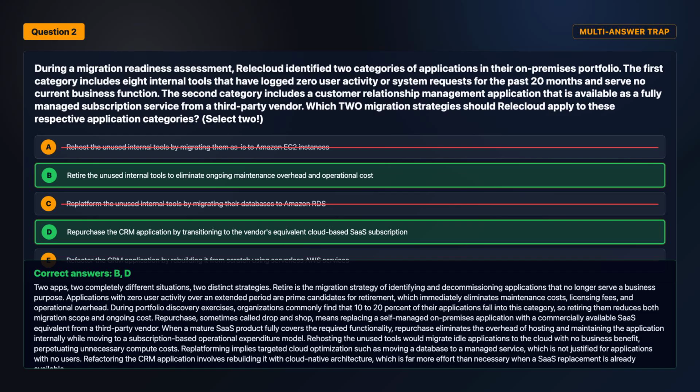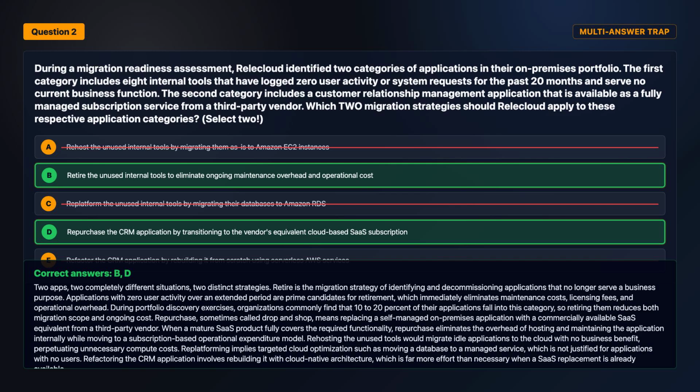organizations commonly find that 10 to 20% of their applications fall into this category, so retiring them reduces both migration scope and ongoing cost. Repurchase, sometimes called drop and shop, means replacing a self-managed on-premises application with a commercially available SaaS equivalent from a third-party vendor. When a mature SaaS product fully covers the required functionality, repurchase eliminates the overhead of hosting and maintaining the application internally, while moving to a subscription-based operational expenditure model.